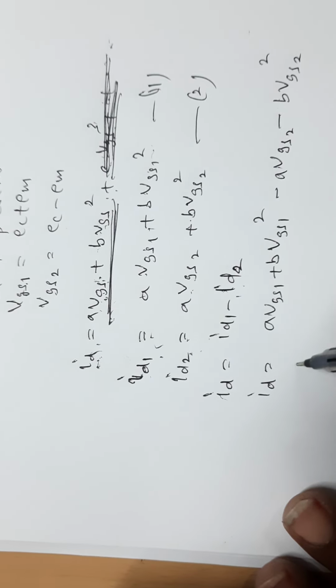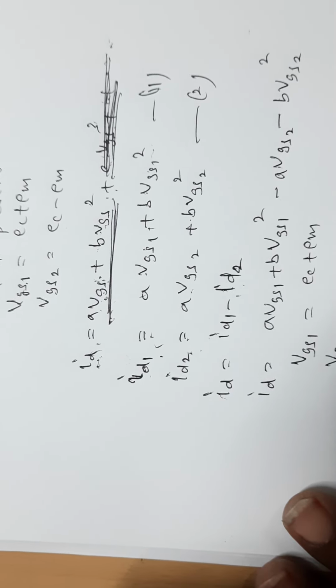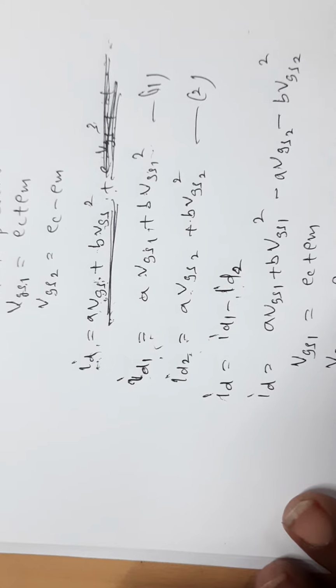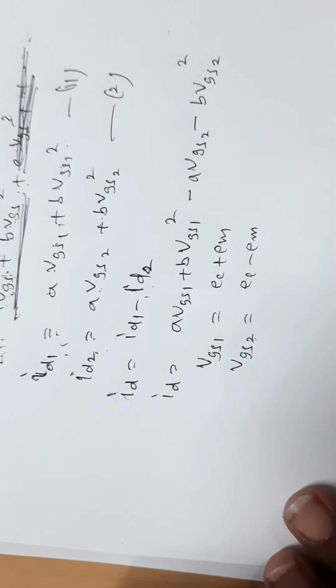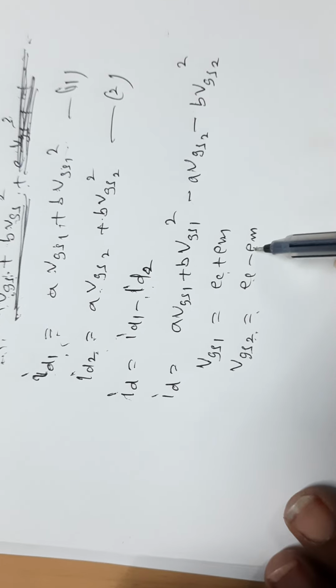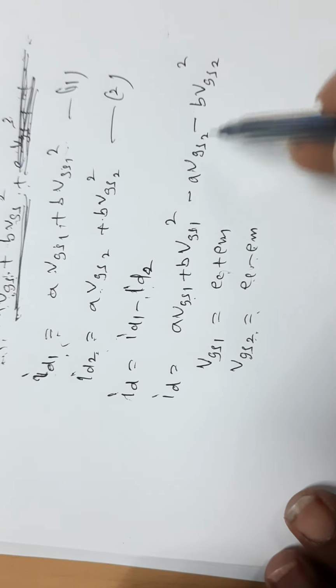Now, we know that the gate source voltage VGS1 is EC plus EM. Similarly, the gate source voltage of the second transistor FET2 is EC minus EM. So, VGS1 is EC plus EM, VGS2 is EC minus EM. Substitute these two values in this expression.